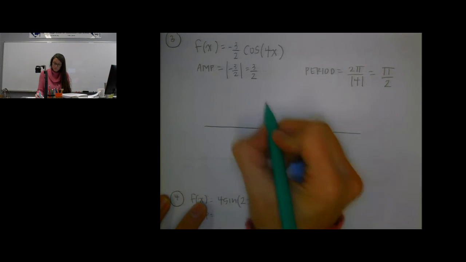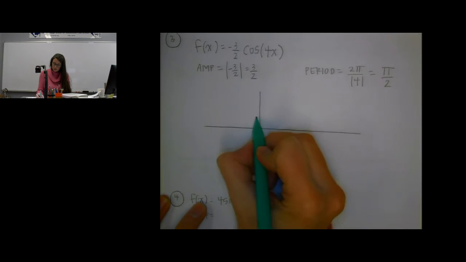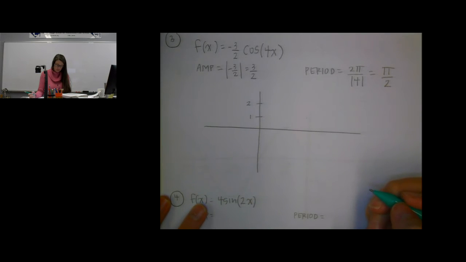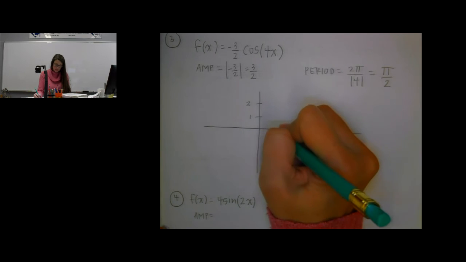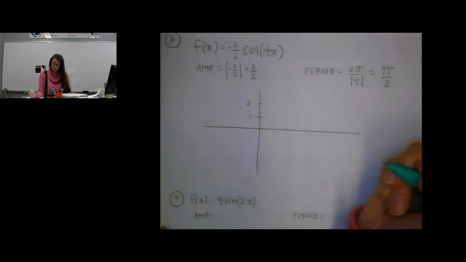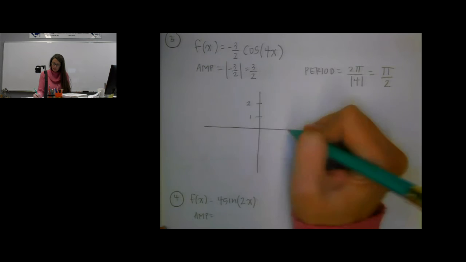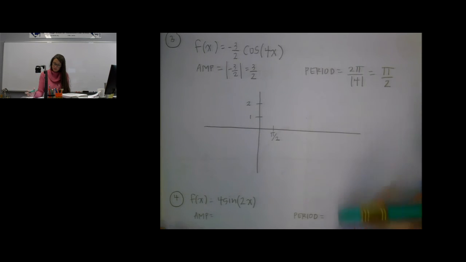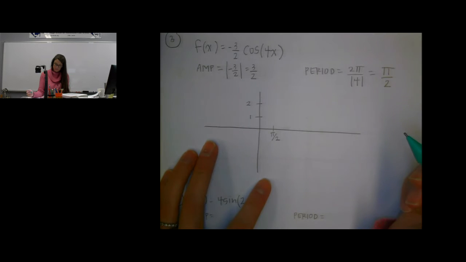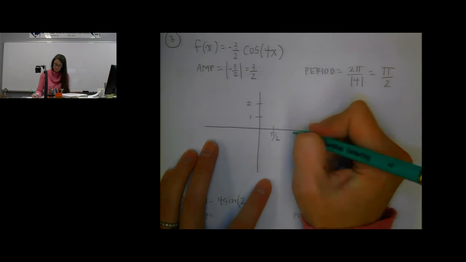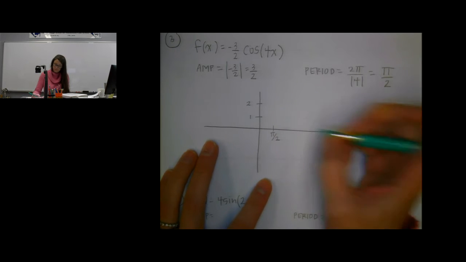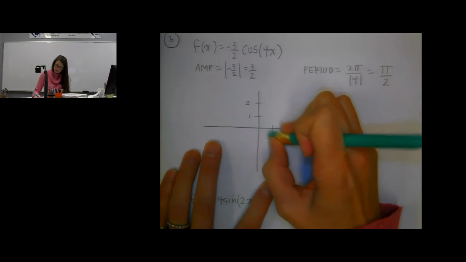Okay. So it's going to shrink. So let's draw this. Here's a 1 and here's a 2. Okay. So let's put in here a 0, a pi over 2. Gotta stretch that out some more.